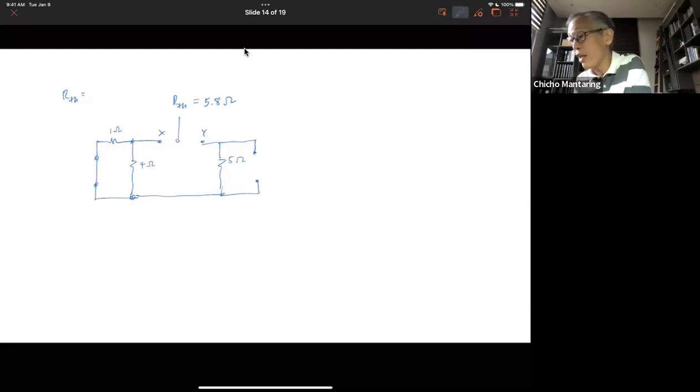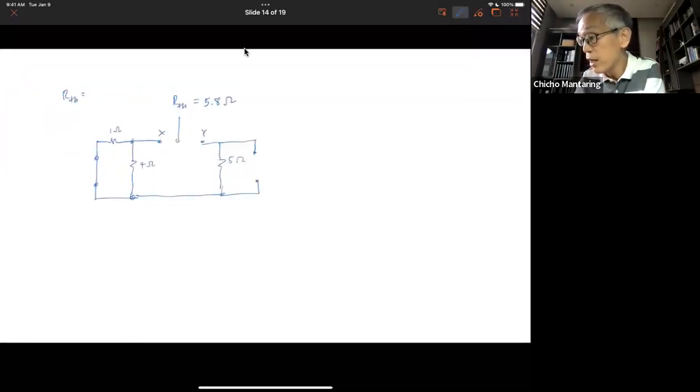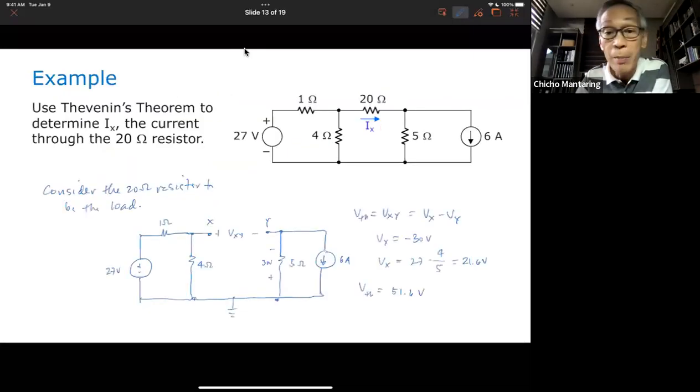So what is now my Thevenin equivalent? My Thevenin equivalent now is, I have my 51.6 volts. And then I have my 5.8 ohms. This is now X and Y. But what was our original problem? The original problem is to get the value of this current. So what do we have to do?